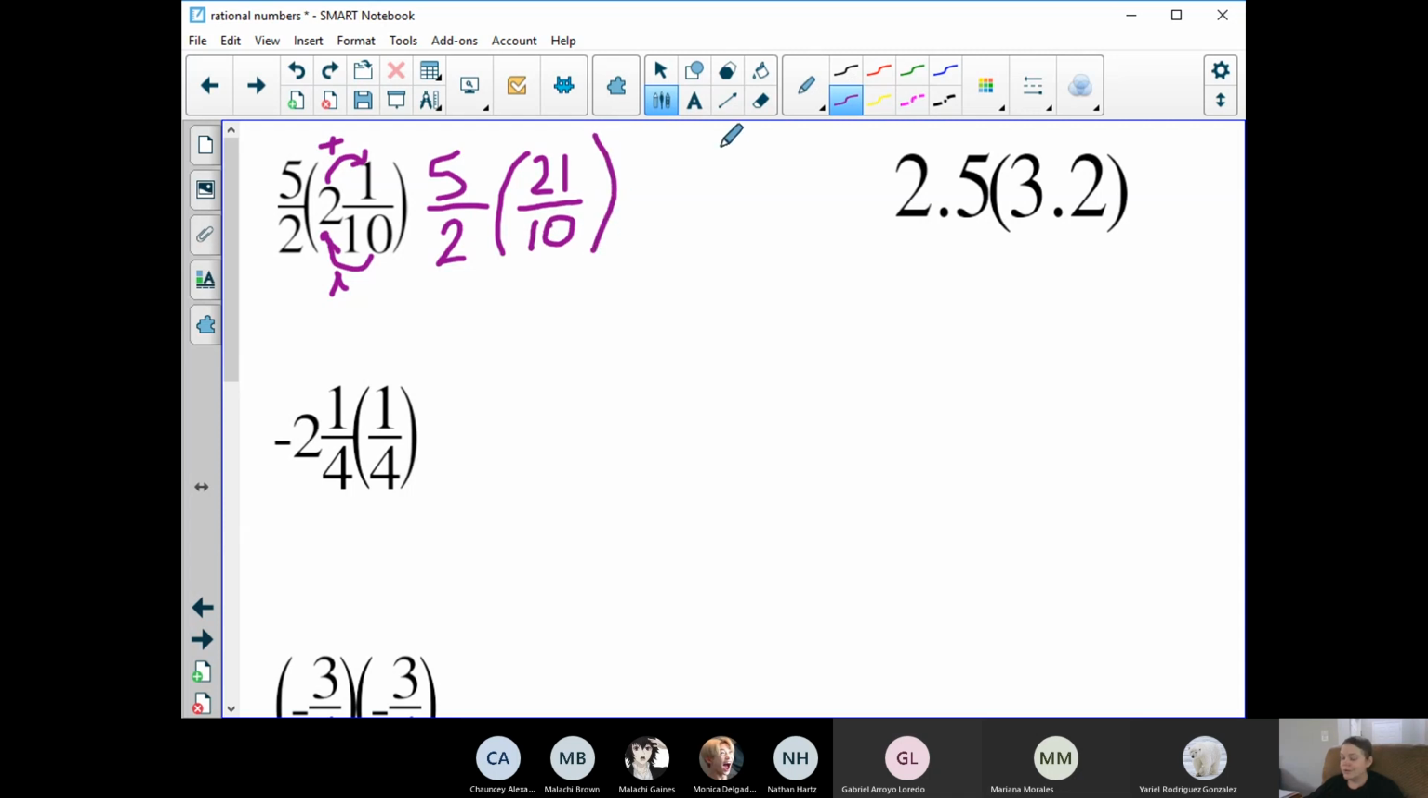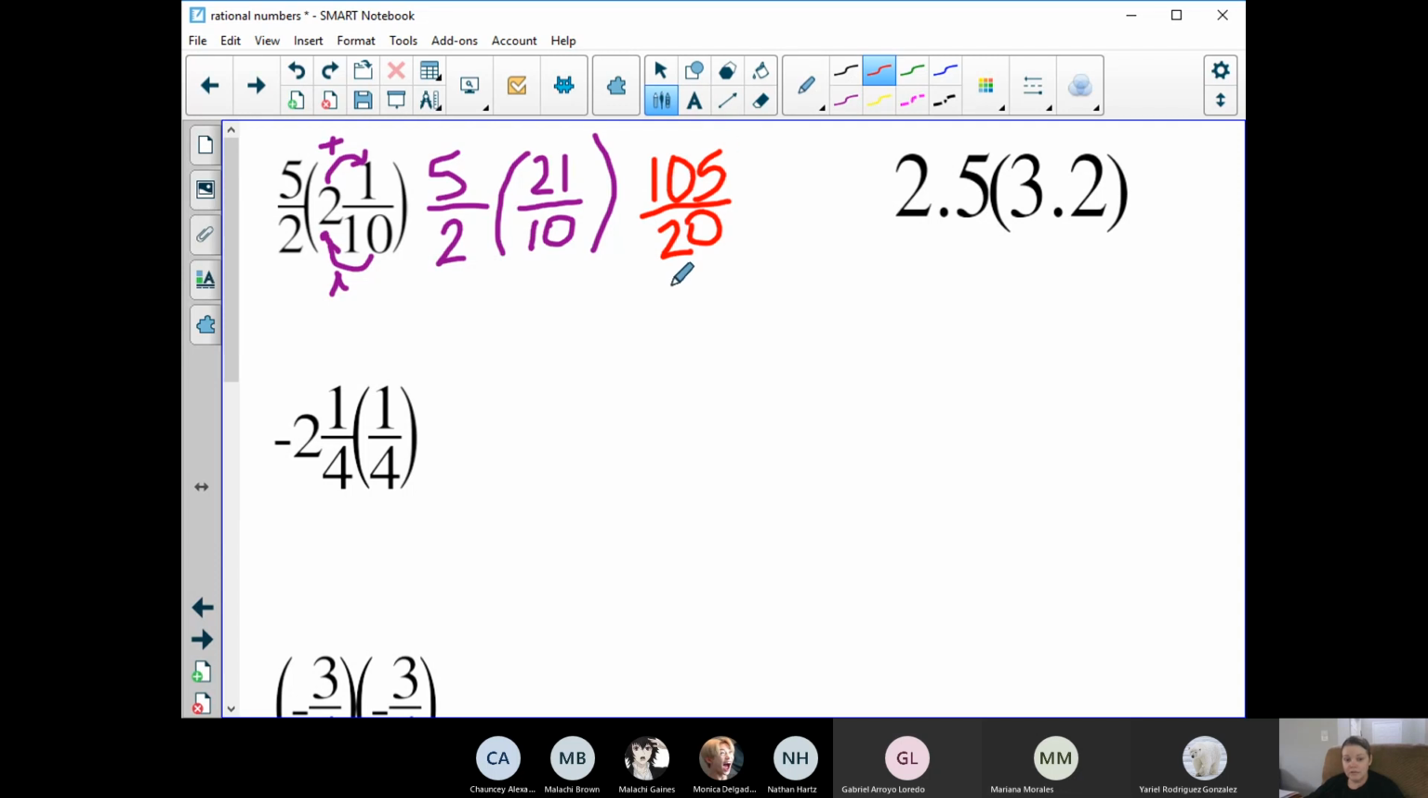And from here, it's pretty straightforward. You multiply numerator times numerator and denominator times denominator. So 5 times 21, 5 times 1 is 5, 5 times 2 is 10, 2 times 10 is 20. So my answer is 105/20.